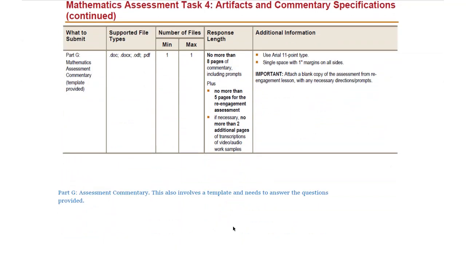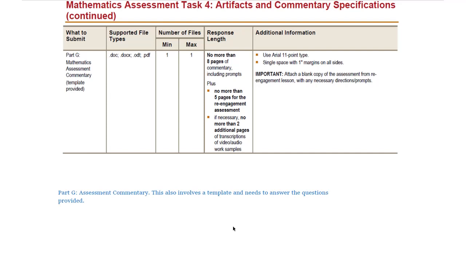Part G is your commentary. There is a template provided. It cannot be more than 8 pages. I'm not saying it should be 5 pages, but I'm saying it needs to be 8 full pages. If you are not writing enough and it's not 8 pages, then I would highly recommend going back and looking at some of the prompts and being much more specific. If they're asking you to cite information, cite an example, I would be much more specific and give multiple examples of where a student may be struggling in terms of the CPP.